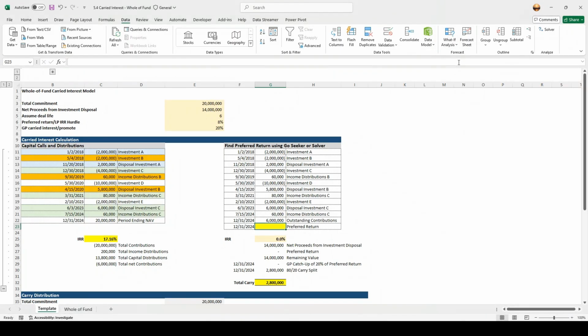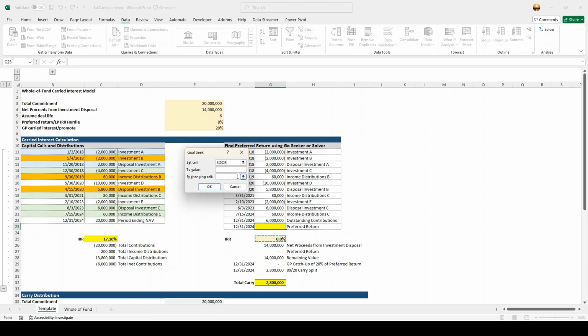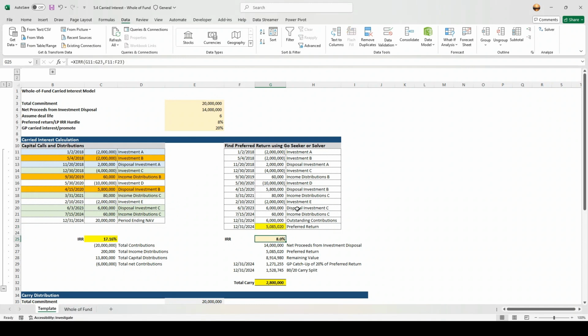So we will go to our goal seek, and we set this number to be 8%. And we are going to accept the change of G23. Then, not perfect. We got 8%. In this situation, if the fund wants to achieve IRR 8%, we need to distribute $5,085,020 preferred return.